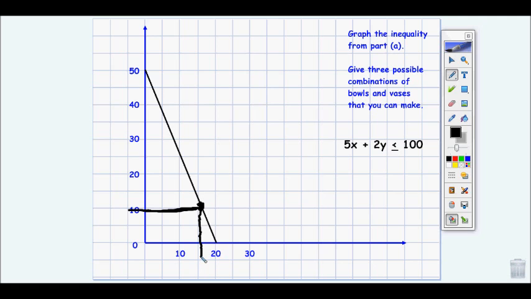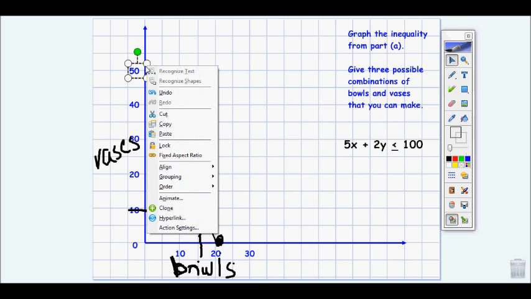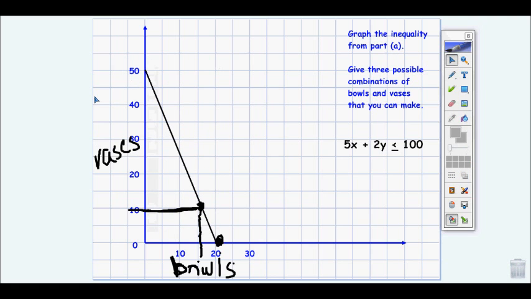Or if I made 20 bowls, these are my bowls, which is my x, and these are my vases. If I made 20 bowls, I would not be able to make, this point is at 20, 0, so I would not be able to make any vases. If I made 50 vases, that's my y-intercept, that means my x would be at 0. So that would mean I have 0 bowls that I could make.